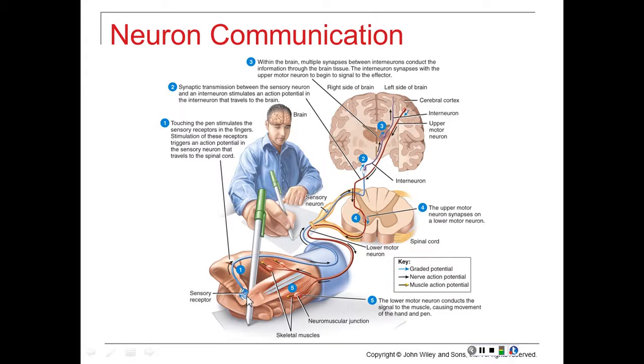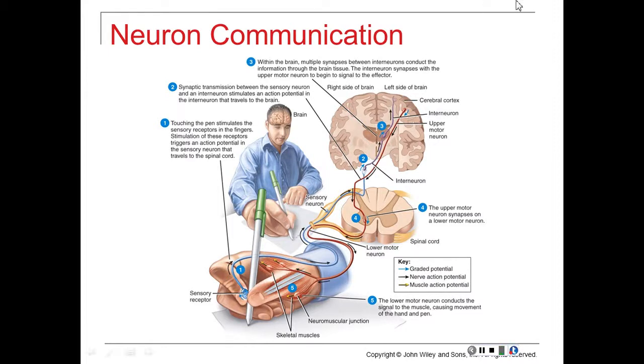Those sensory receptors are going to then be triggered, and it's going to cause the sensory neuron or afferent fiber to carry its electrical impulse, its action potential, back to the spinal cord. That spinal cord is then going to relay information up to the brain, to an interneuron. If you remember, the interneuron is the relay center between the sensory and the motor fiber.